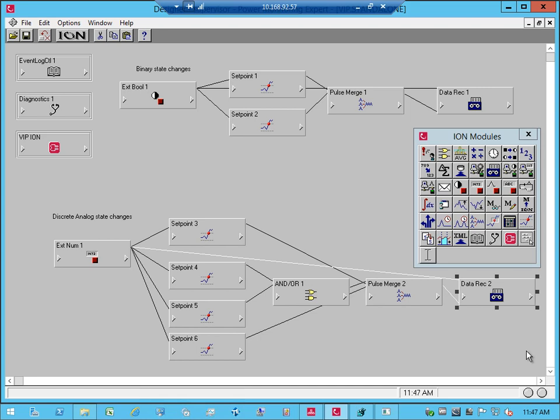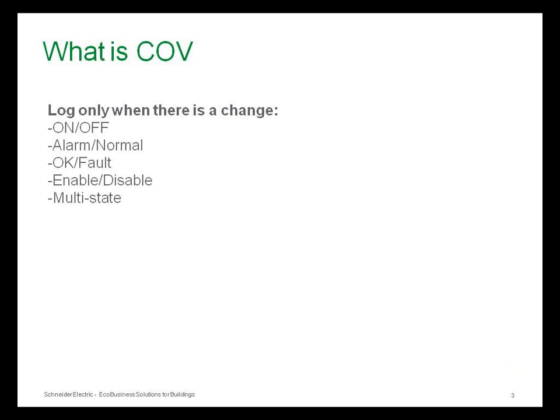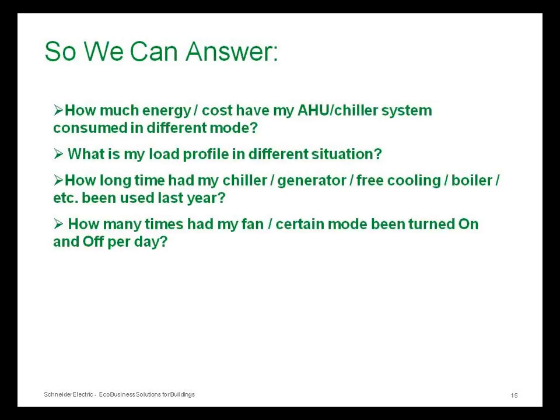So the first question might be, what is change of value? What is this module? Essentially it's a convenience module. You can do what this module does today with existing modules in the VIP, but it results in larger, more complex VIPs. So this is simply a merging of functionality to make something easier to do today.